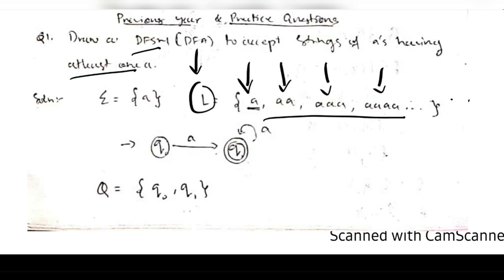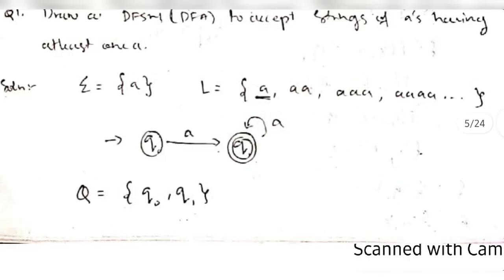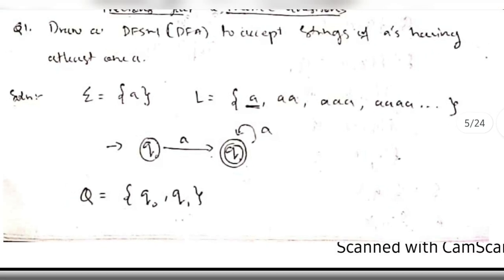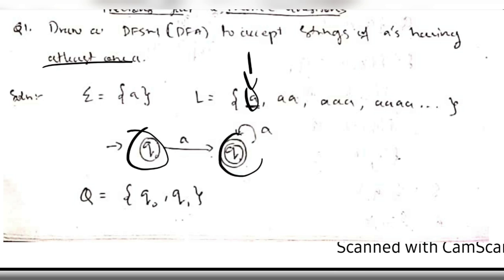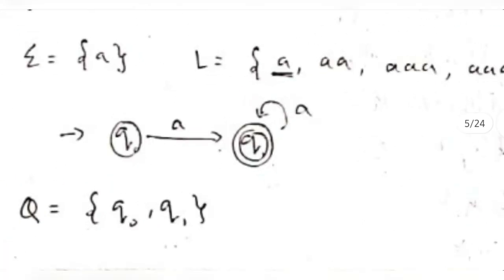Now, we have to construct DFA or DFSM. How we will do that? The first step is, what is the minimum string which we formed? The minimum one is at least one A should be there. Therefore, this is the minimum one. If we have one letter in the minimum one, we will have two states. Two states, state 1 and state 2. This is the starting state and this is the ending state.